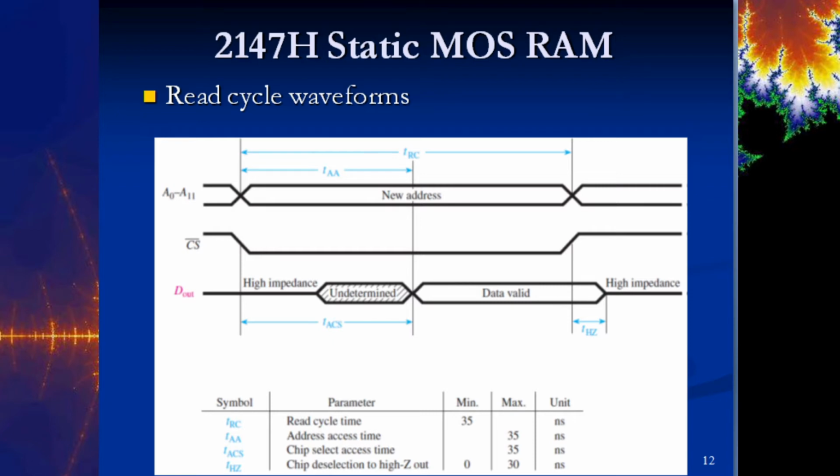And so it waits until it's asked to read again, and then it will put valid data on its output, and then it goes back to a high impedance. Okay, so that's kind of the timing sequence of what happens here. So here's the total read cycle time. So we've got the new address, we've got the chip select, and we have surpassed the access time. Now the data is valid on the output, and then we go back to a high impedance state.